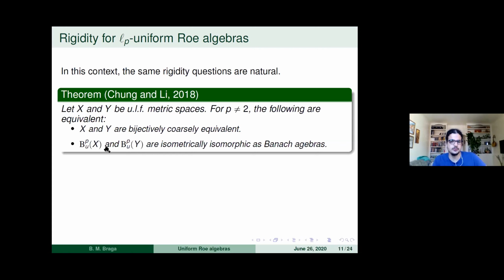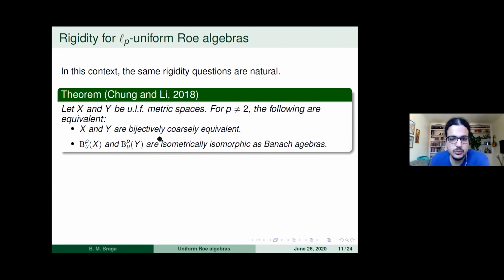And the reason for that is just because if you look at an isometric isomorphism between those uniform Roe algebras, you can prove that this actually comes from an isometry between ℓ^p of X and ℓ^p of Y. And those, if p is not 2, they are very rigid, right? You just have some permutation of the basis, some change of signs. So the isometry is going to be pretty much giving you the bijective coarse equivalence you want.